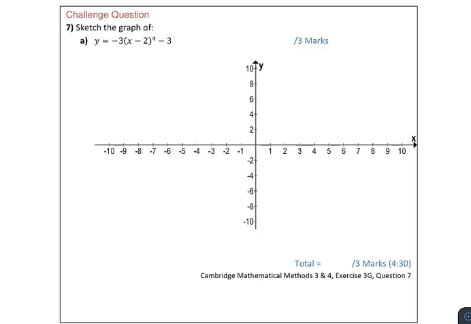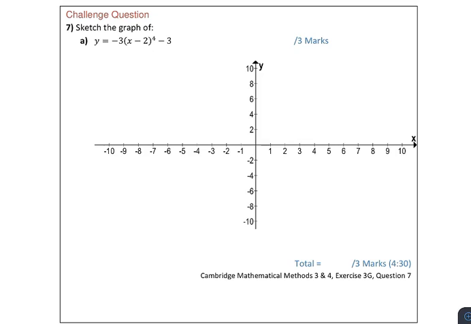Alright, this is the challenge question for 3G. Please make sure that you've already tried it before you watch this. It is sourced from exercise 3G question 7, so if you do it, it does count towards your questions. I'm going to go through how I would do it and where the 3 marks come from.